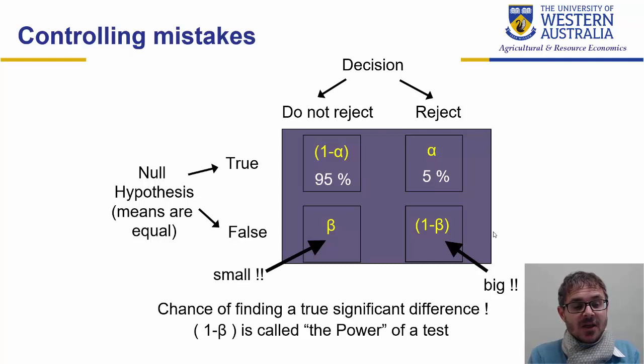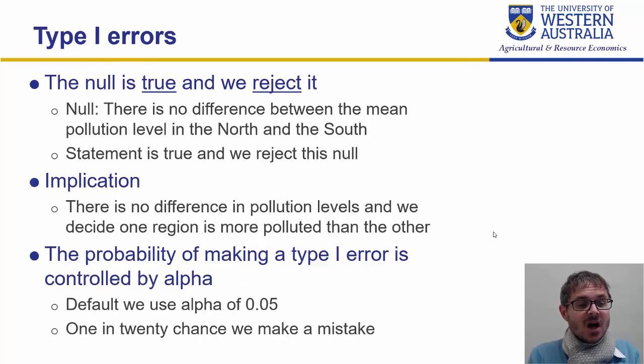You can just think about that for a moment. Hopefully you've seen this enough for it to stick in your mind. So for type 1 errors, the null is true and we reject it. There's no difference in the means, and we conclude that there is, right? The probability of making a type 1 error is controlled by alpha, and we have set this for the context here at 0.05. Now other disciplines can have quite different levels for alpha.